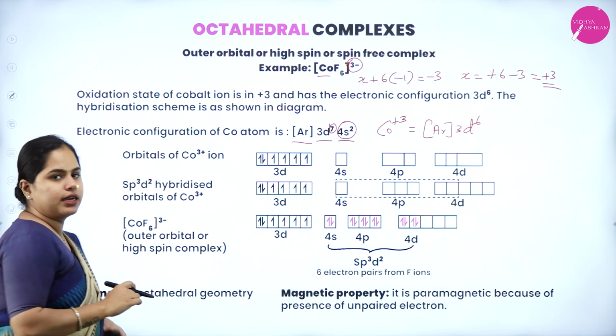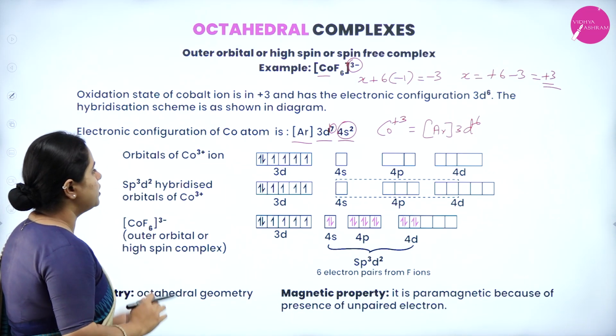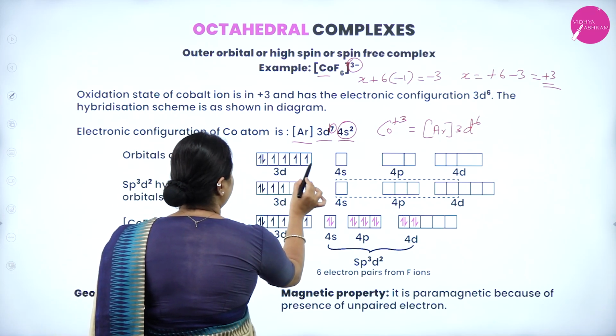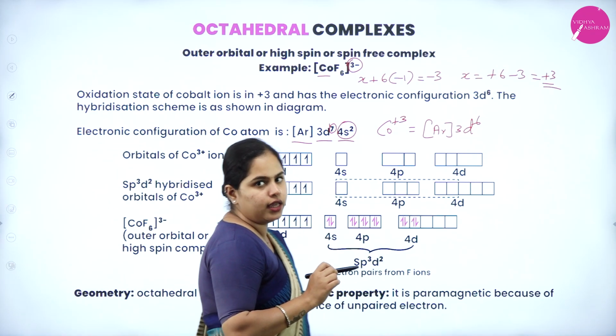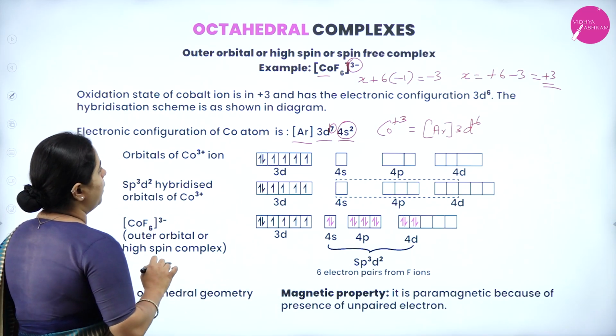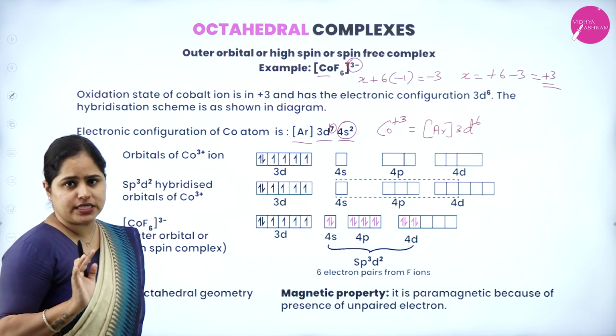So it will be argon 3d6. Clear? So that is represented here: 1, 2, 3, 4, 5, 6. Okay, 3d6 is represented here. 4s, 4p and 4d will remain free. Now what happens? In the previous case, what happened?